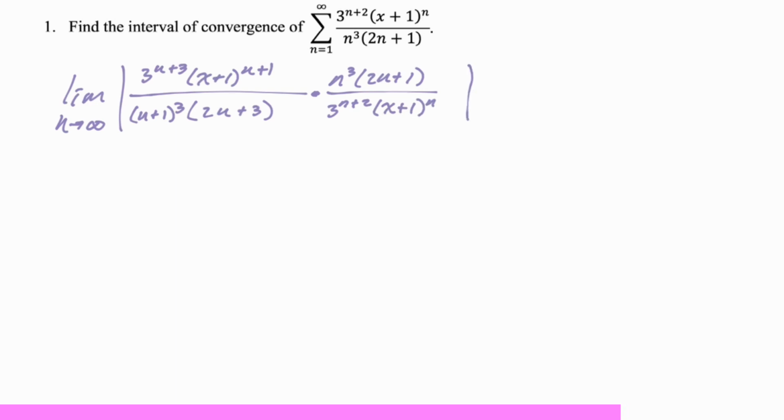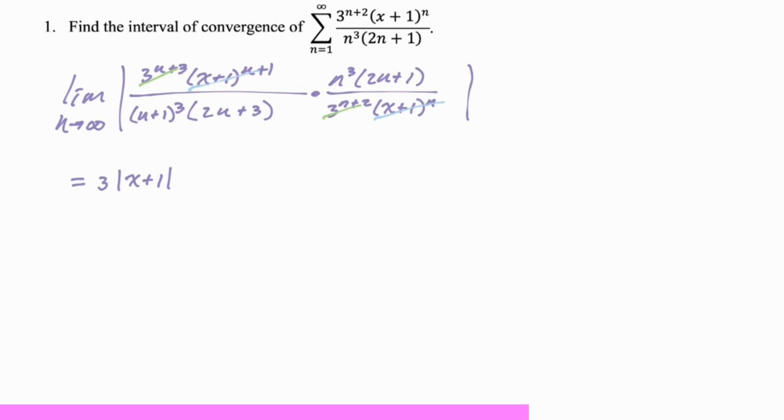Okay, so now we got to do some algebraic stuff, which is the stuff that makes this my favorite thing to do. Look at the 3's. We got 3 to the n plus 3. Actually, I'm not going to take the limit. I'm going to do the limit in my head. 3 to the n plus 3 over 3 to the n plus 2 just leaves you with 3 to the first, 3. You have x plus 1 to the n plus 1 over x plus 1 to the n. Those are going to cancel down to just the absolute value of x plus 1 because you still have the potential for x to be positive or negative. Got to have the absolute value there.